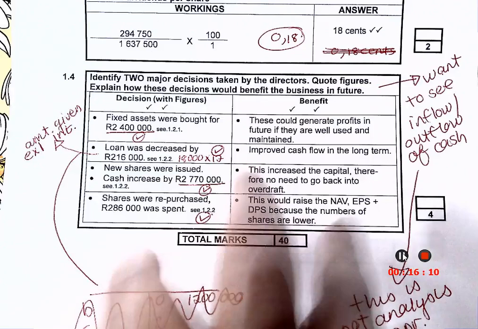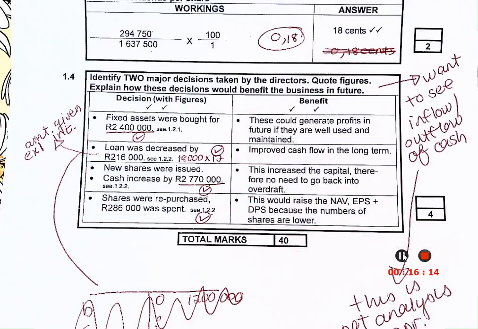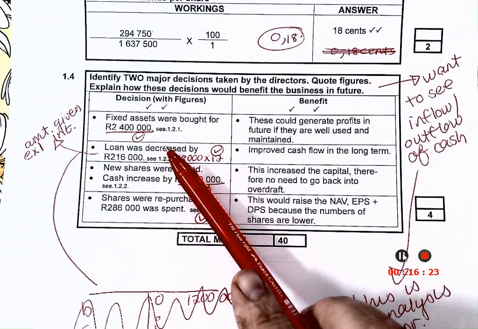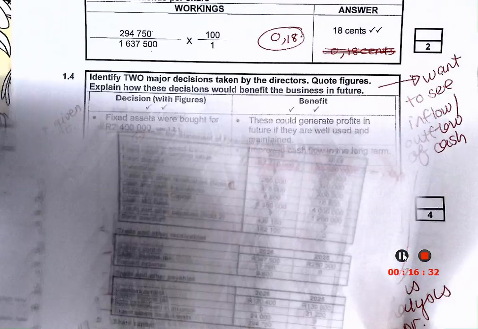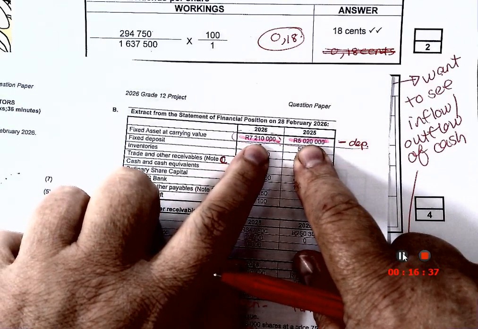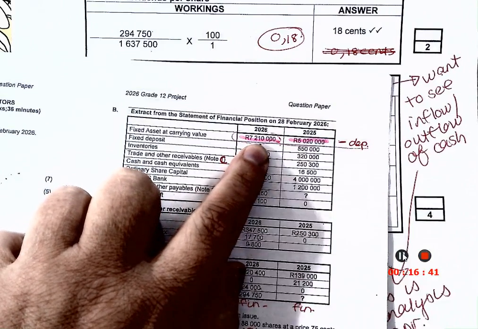We're not doing analysis here. We're doing decisions. So they want to see how my cash was influenced. Now, a lot of you would have said the fixed assets increased from this to that. You can't do that, because the amount for the fixed assets there is carrying value, and it's not the cash that came in or went out. They want the real cash.